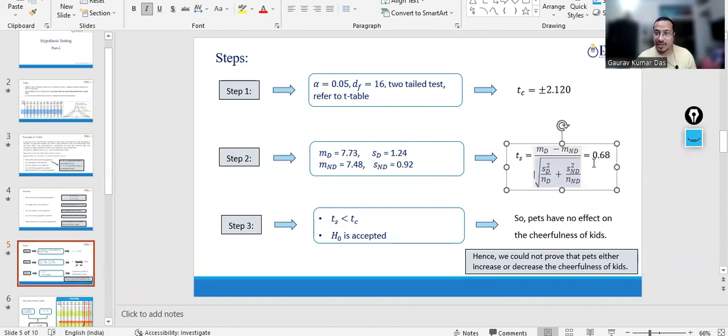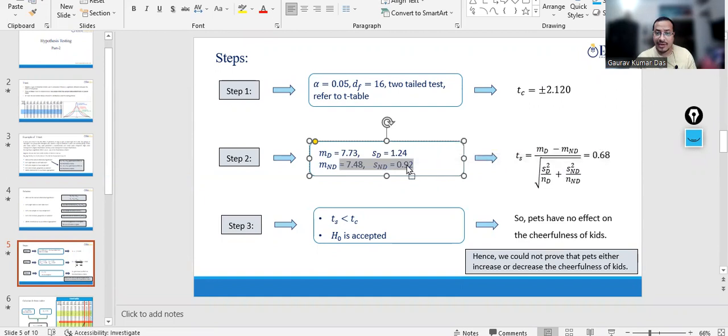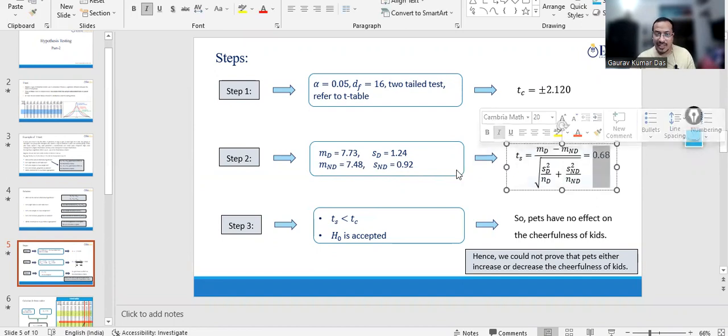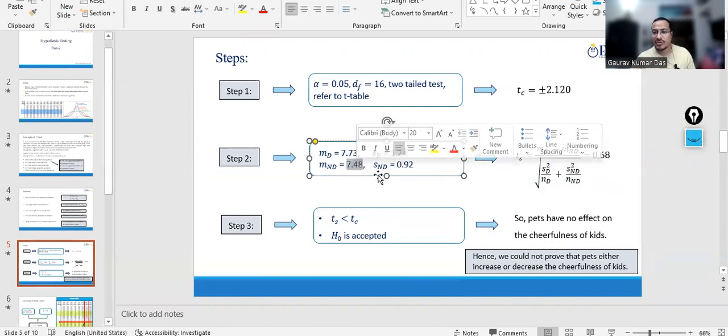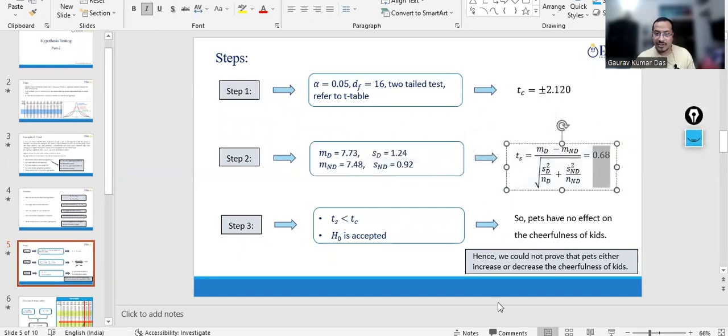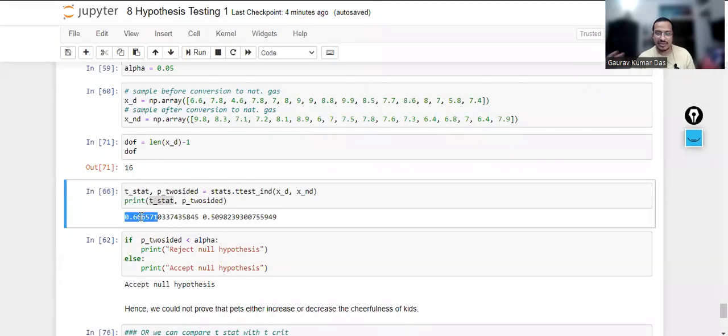In the video where I was explaining the theoretical part, these values were probably slightly different because I made some calculation mistake. These are the rectified values, and the PDF of this slide which I'll be uploading will have the corrected values. It doesn't change the hypothesis conclusion, because this is still less than the critical value, but this should be 0.68. Earlier, I think it was 0.35, which I explained in the previous video. So this should be 0.68, this should be 0.92, and this should be 7.48. You can see this is 0.68 after calculation, this is 0.67, almost the same.